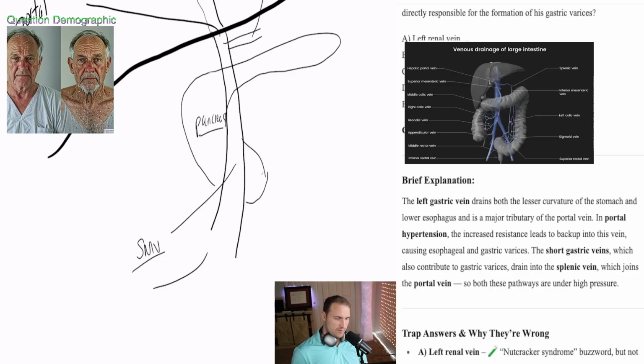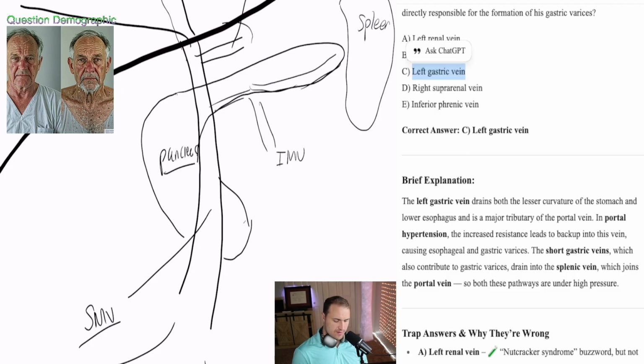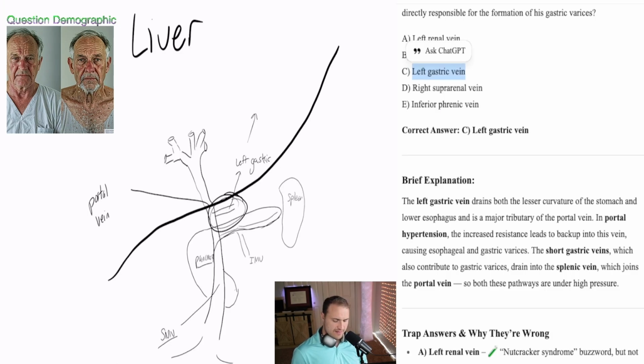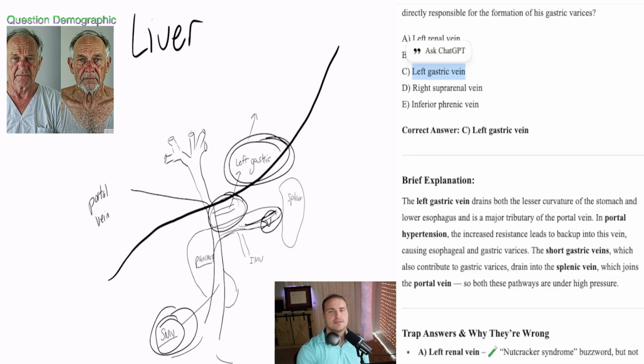Then you have your middle colic, right colic, jejunal, and ileal veins. Here's your inferior mesenteric vein. And of course, your splenic vein, which takes you out to your spleen. But that right here is the left gastric vein. And so the portal vein is formed by the splenic vein, superior mesenteric vein, right there. So there's our splenic vein, superior mesenteric vein, and the left gastric vein right there. That's what forms it. And these tributaries include the short gastric veins, right? Those drain into the splenic vein.